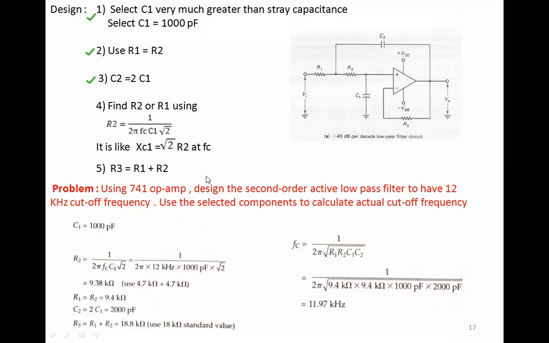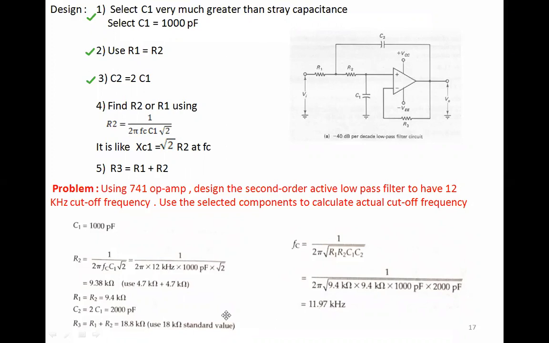Now FC, as we all know, is 1 by 2 pi R1 R2 C1 C2. We're going to use this FC. So 1 by 2 pi. Okay, R1 we have, R2 we have, C1 we have, and C2 we have. So this is going to be about 11.97. So you can see the change: 12 kilohertz, and now we are getting about 11.97 kilohertz.